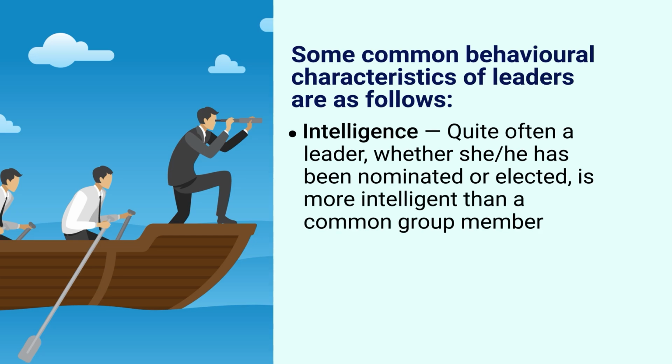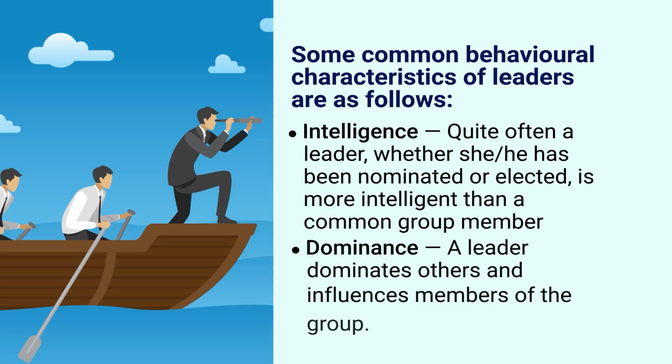First behavioral feature of a leader is intelligence. Dear learners, quite often a leader, whether he or she has been nominated or elected, has been studied and seen to be more intelligent than a common group member. So, leadership always shows the quality of intelligence. The second one is dominance. A leader always dominates over the others and influences members of the group.